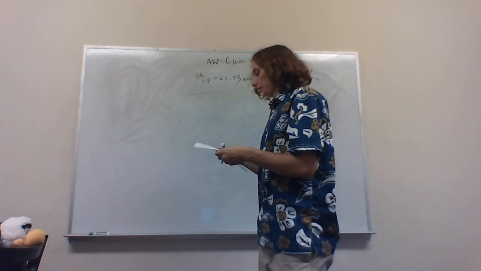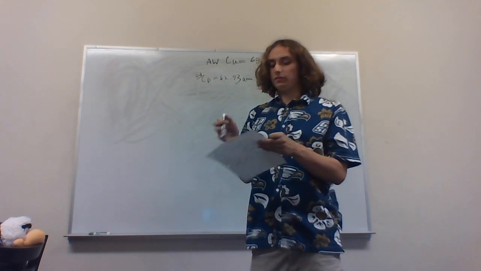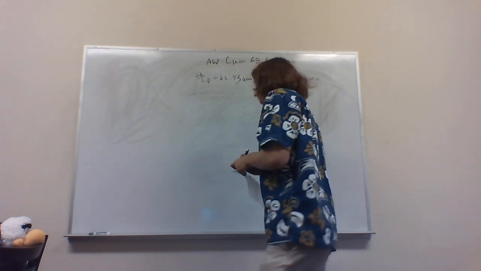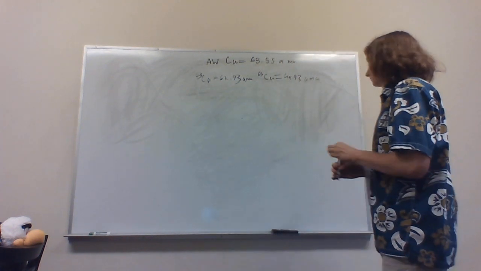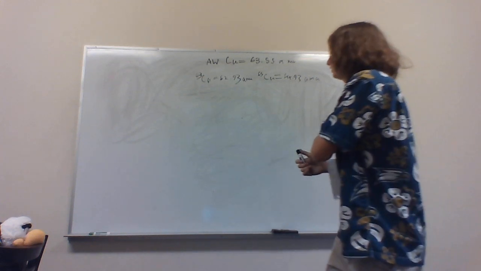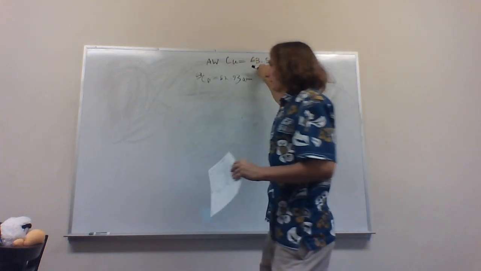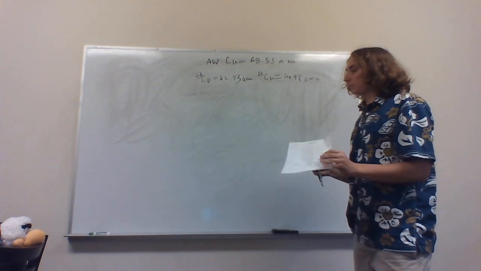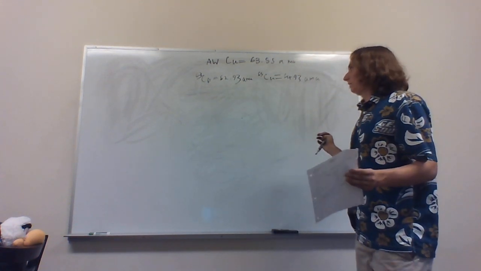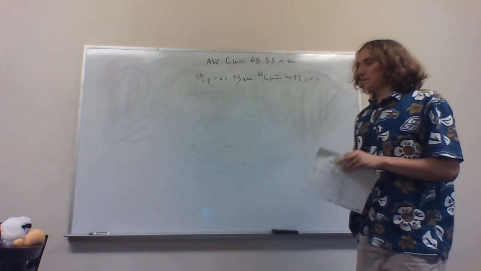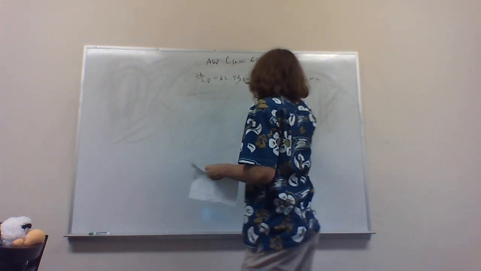But anyway, the question asks: what is the percentage of abundance of these two isotopes? Now, guys, if you recall correctly, the atomic weight of copper is 63.55, and atomic weight basically just means the average weight of all the isotopes. So the average of these two.